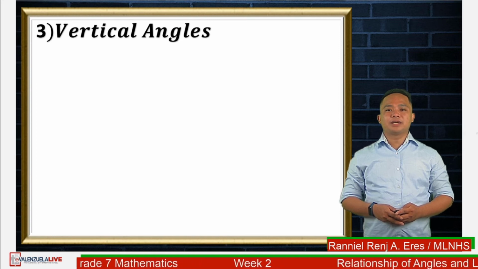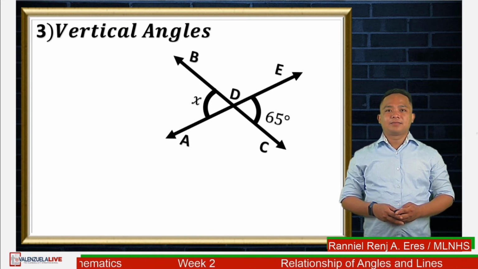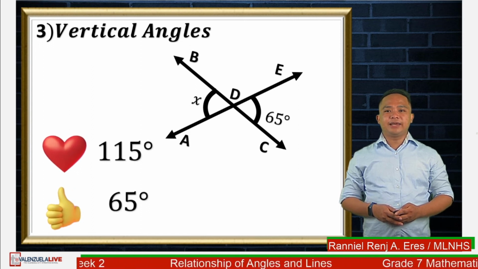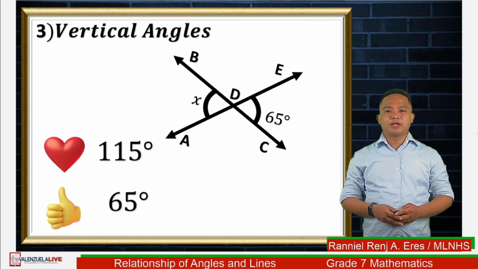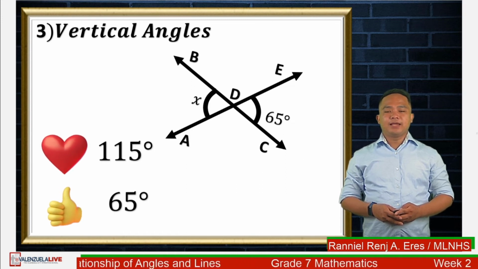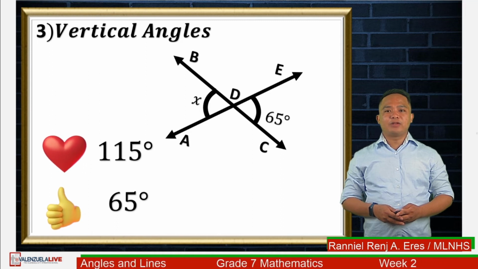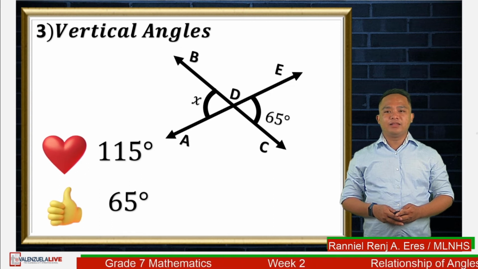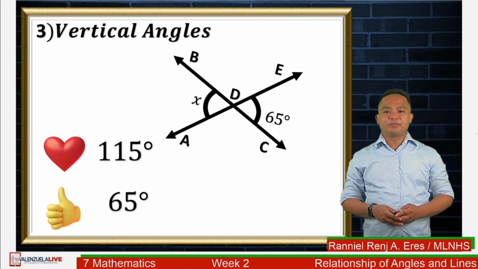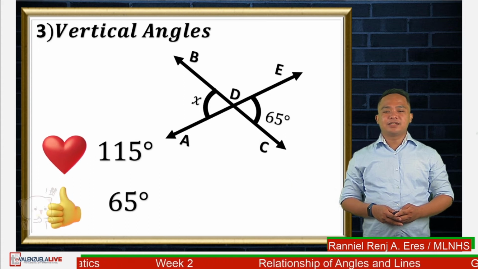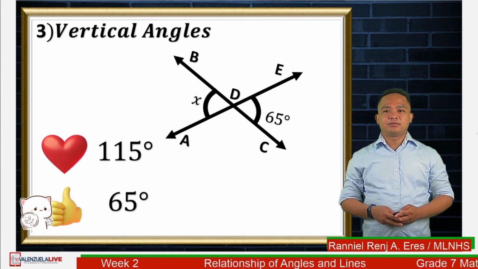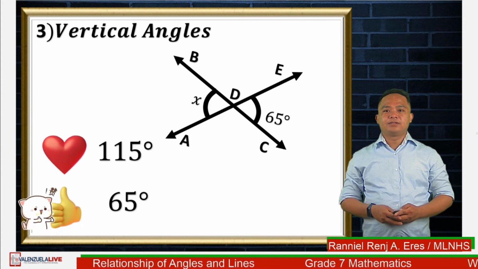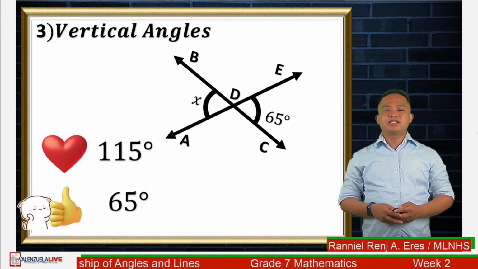Next, number 3. The two angles are said to be vertical angles. The measurement of angle CDE is 65 degrees, and the measurement of angle BDA is missing. What must be the value of angle BDA? Is it heart, 115, or is it thumbs up, 65? Your 10 seconds starts now. Okay, so the correct answer is 65. That's thumbs up.